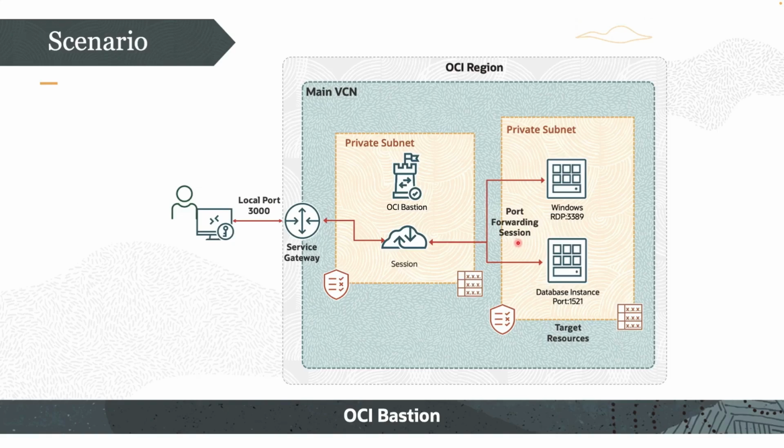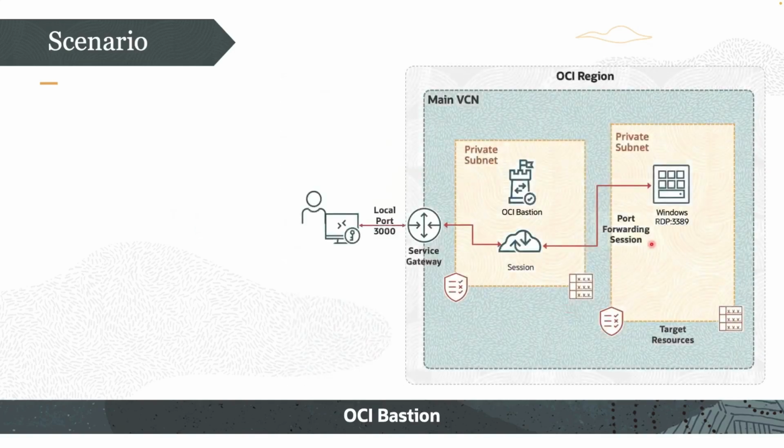It allows traffic from a local port to the destination port on the target resource by supporting protocols like RDP, Oracle Net Service, MySQL, and most of the TCP protocols that support SSH tunneling. So for this demo, we will take a use case of a Windows machine and connect to the RDP port from a local terminal. As you can see, we have a Windows machine in a private subnet and our OCI Bastion service is in another private subnet, and we need to access it from a local terminal.